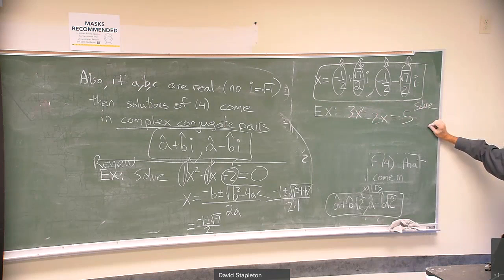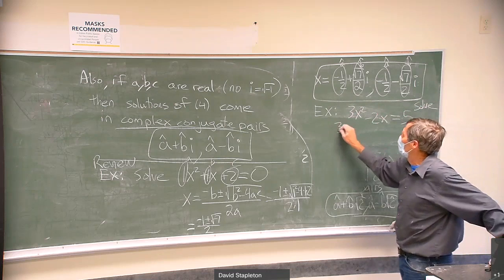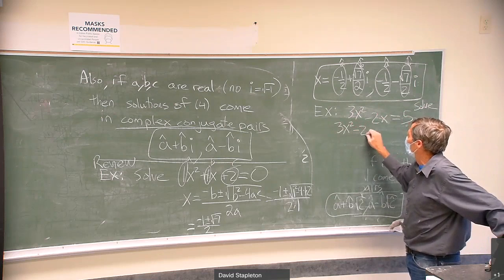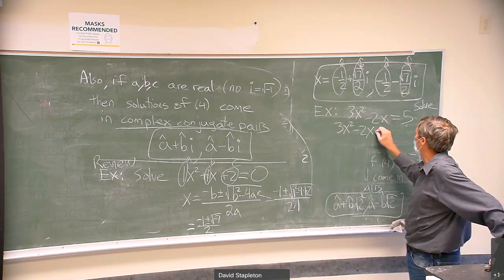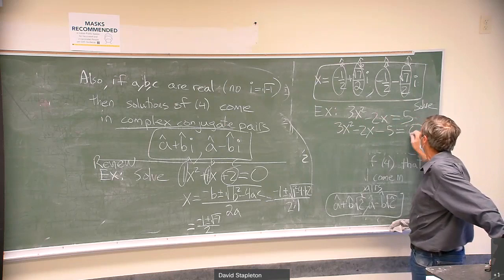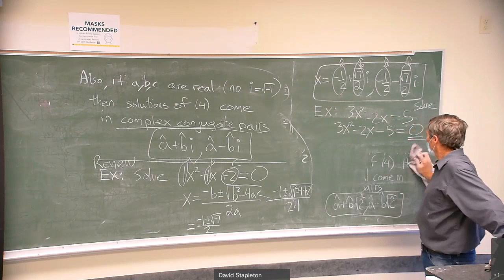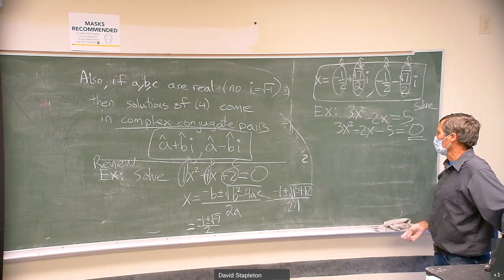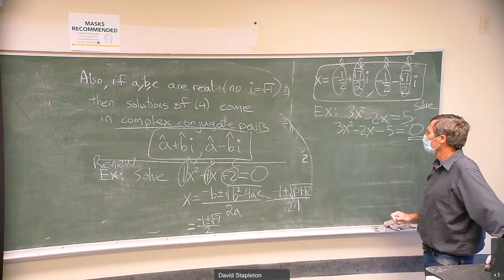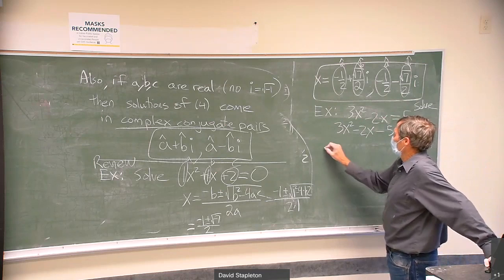Move the 5 over first. Whenever you solve one of these, you have to get 0 on one side. Otherwise, the formula doesn't apply and you can't factor it. So if you're factoring, you have to get it over to factor. If you're using the quadratic formula, you have to get it over to use the quadratic formula. Always get 0 on one side. All right. And once it's in that form, I can either try factoring. Sometimes it works and sometimes it's too hard to guess the blanks. Or I can just go straight to the quadratic formula.